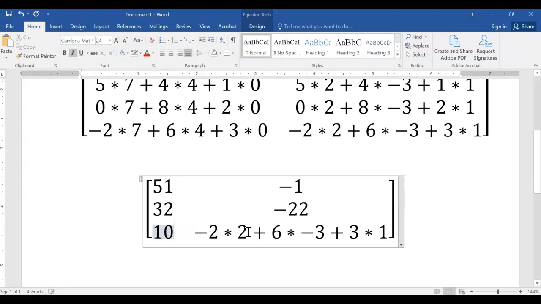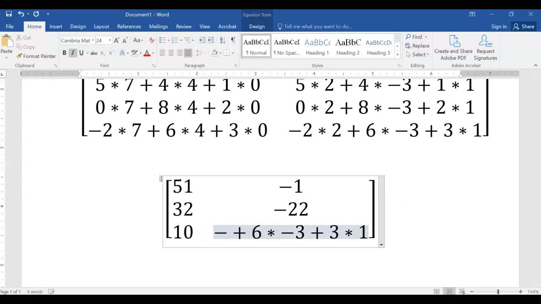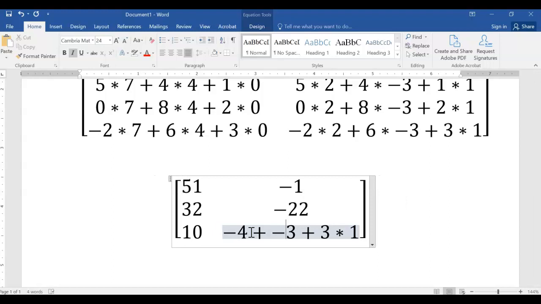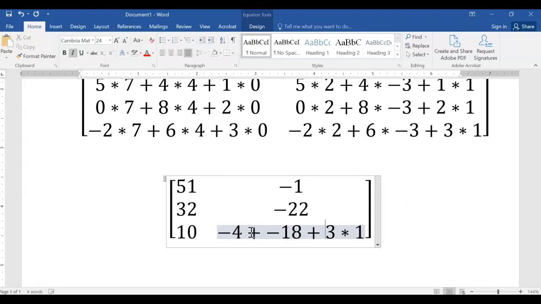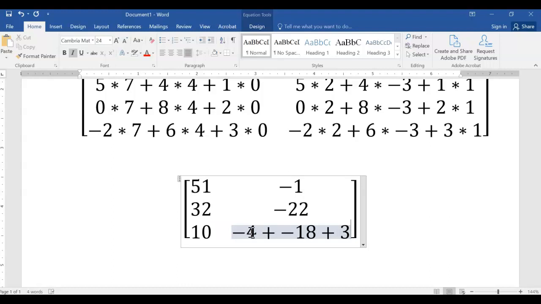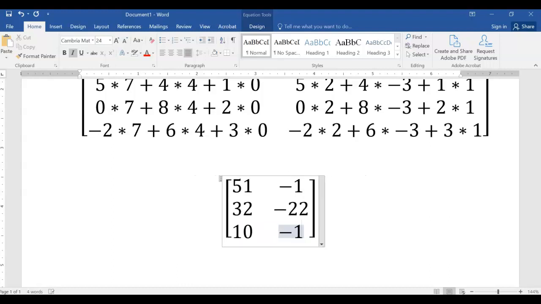And then lastly, I get negative 4 minus 18 plus 3, which is going to give you a negative 19. All right. So again, the resulting product is this one. And notice how much quicker that is. Once you get the hang of it, it's a lot quicker to do things that way than to do things thinking about matrix times each vector.